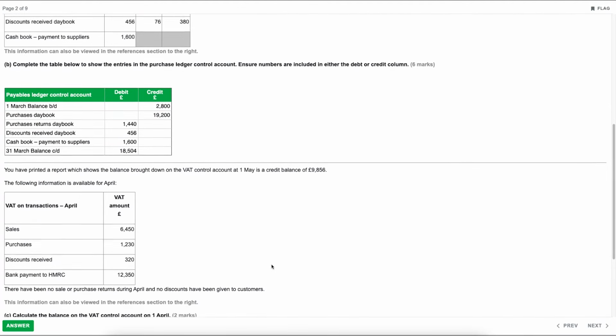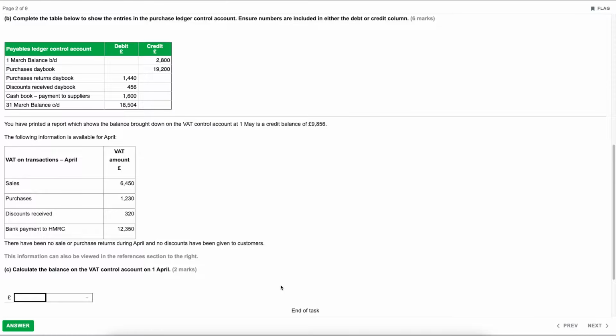Okay, so moving down from that, the next part states you have printed a report which shows the balance brought down on the VAT control account at the 1st of May is a credit balance of £9,856. The following information is available for April. Okay, so we've actually been given the balance carried down at the end of the month here. So we can then see that we've got transactions throughout April. So we've got sales, purchases, discounts received, and bank payments to HMRC, and we've been given the VAT amounts.